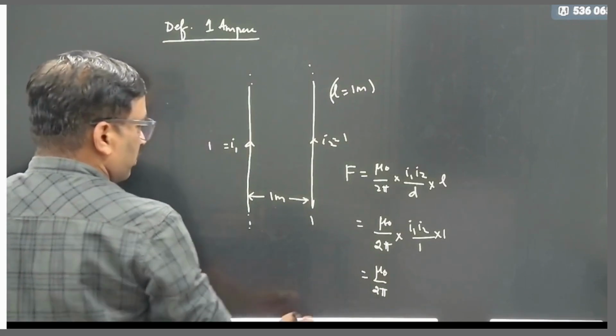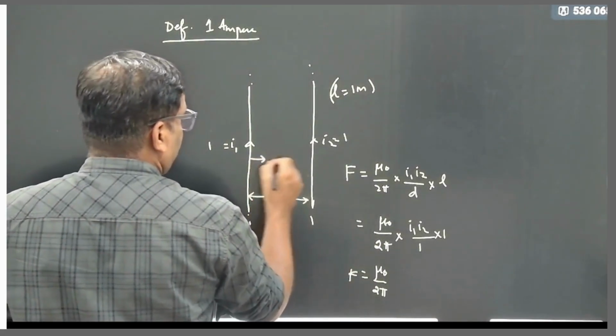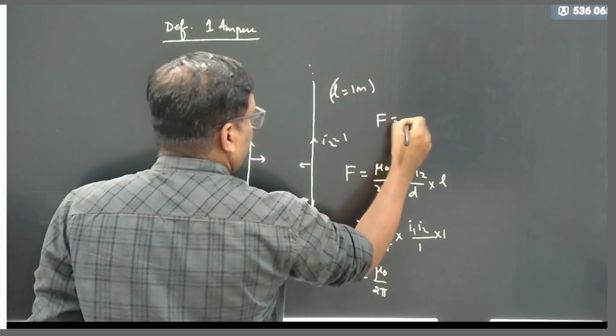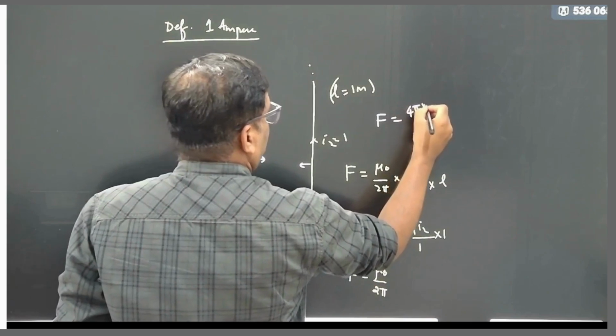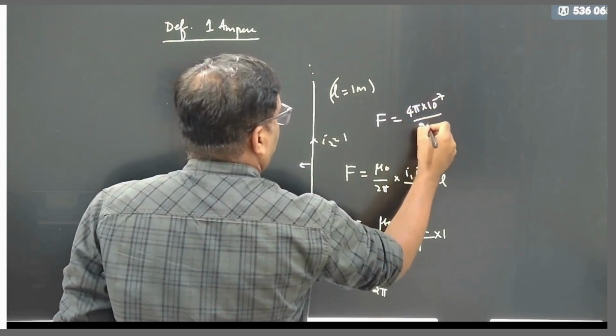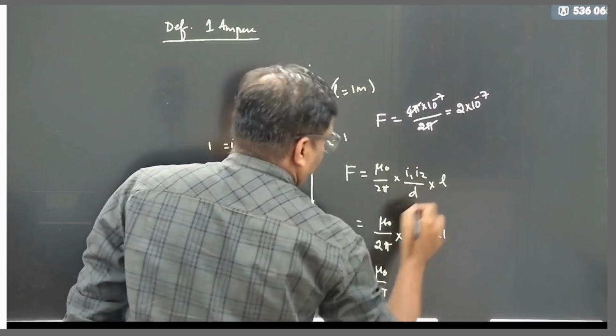So the force between them may be an attraction force or a repulsion force. The force between them is mu naught by 2 pi. The mu naught value is 4 pi into 10 to the power of minus 7, divided by 2 pi. So what you will get is 2 into 10 to the power of minus 7.